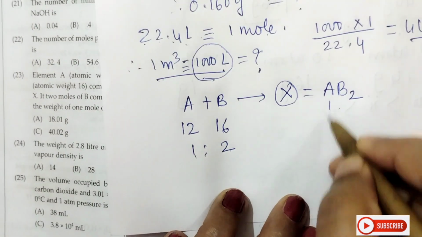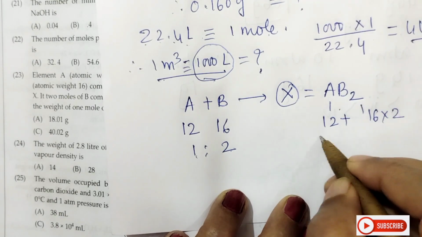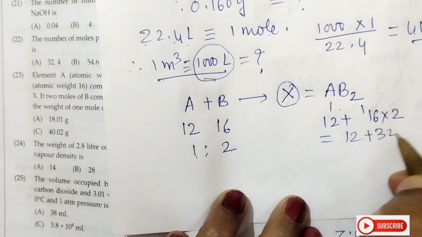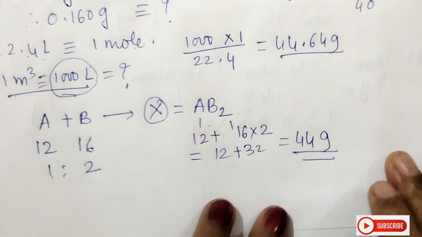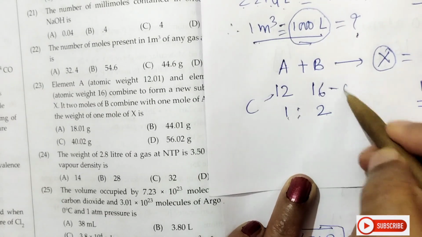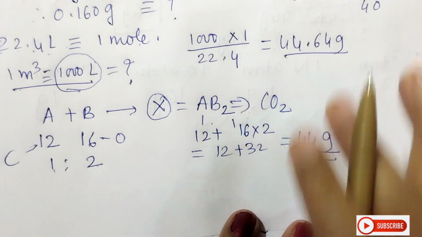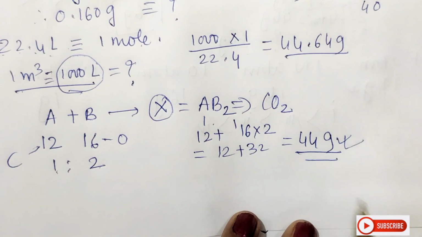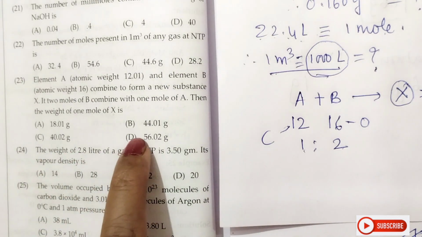So let us add this. This will be 12 plus 16 into 2, so that is 12 plus 32. So the mass here will be 44 gram. Simple students, because this mass relates to carbon and oxygen. So the compound formed might be of CO2 type, and the molar mass here is 44 gram. So the answer here is second option.